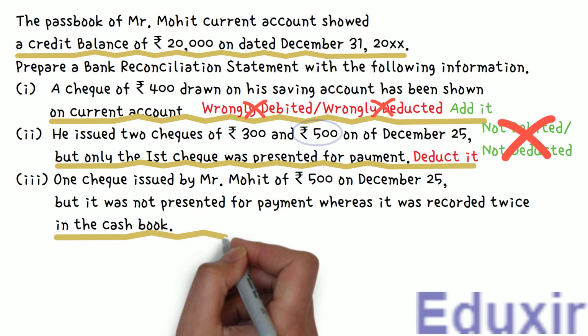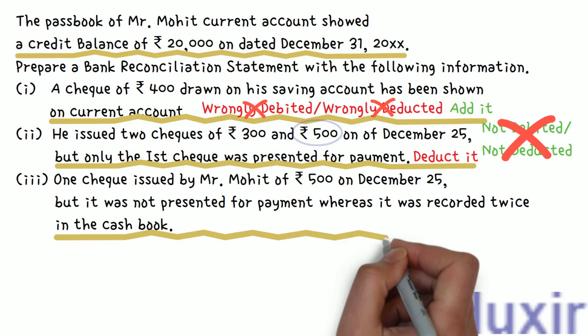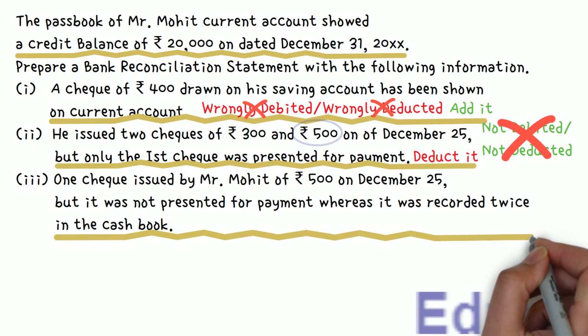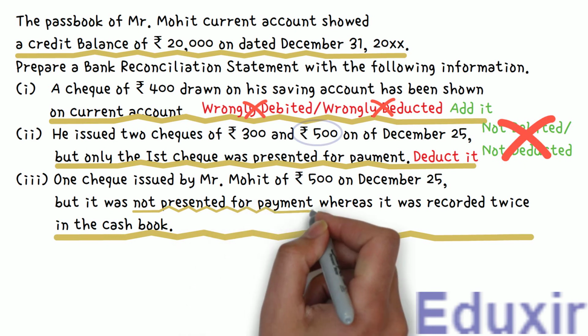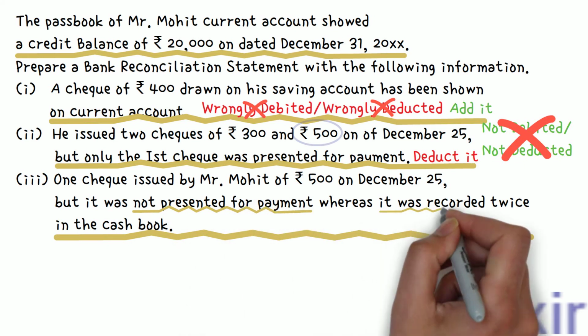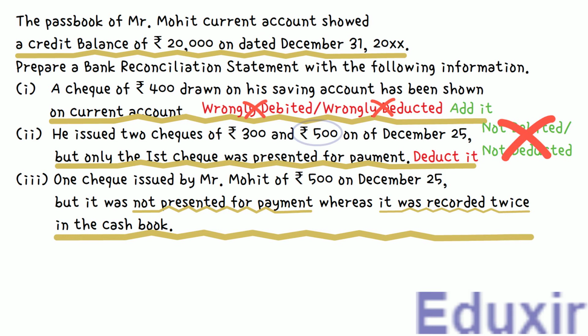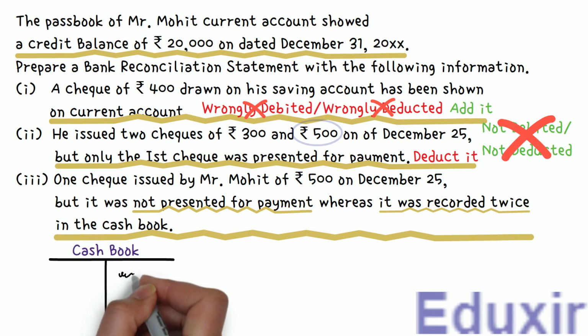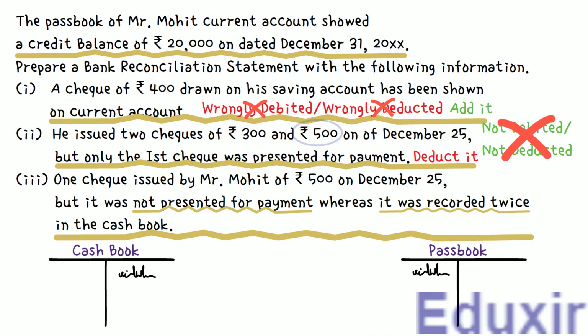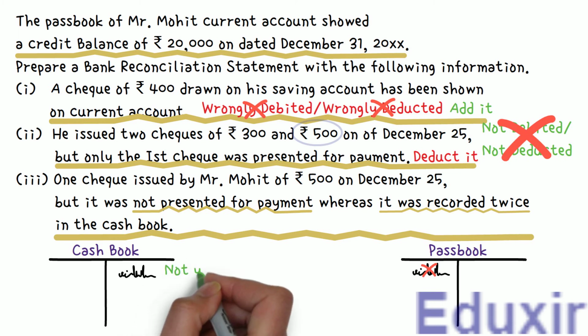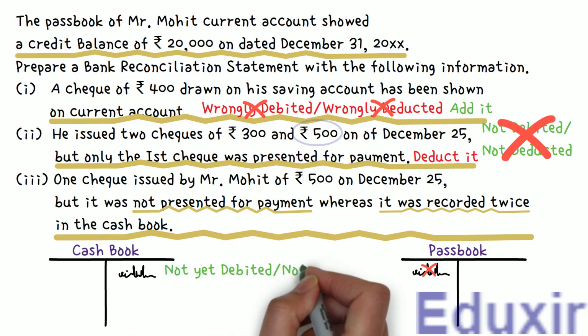Here it is given that the check issued was not presented for payment and also it was recorded twice in the cash book. There are two things here. One is the check was not presented and the other is that it was recorded twice in the cash book. When this check is issued, the cash book is recorded with an entry on the credit side. The corresponding entry in the passbook should be on the debit side. But as this check is not yet presented for payment, this entry will not be there in the passbook.